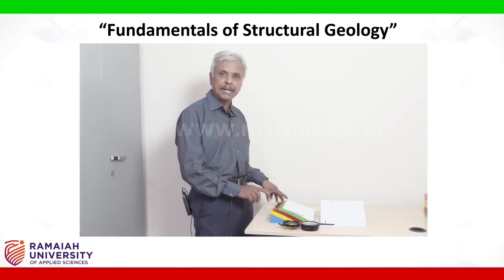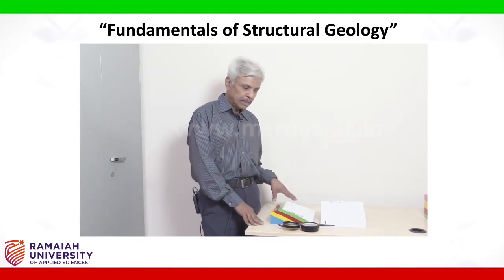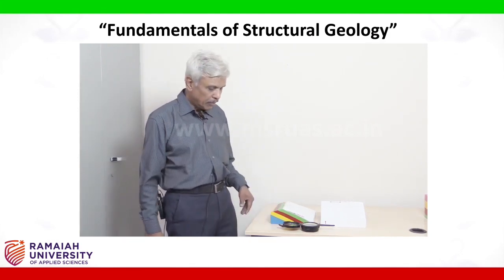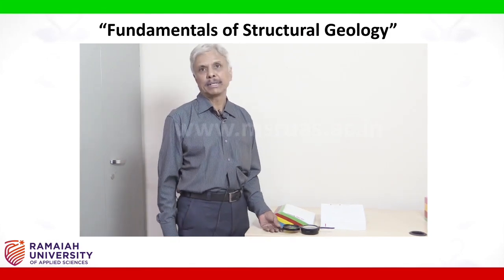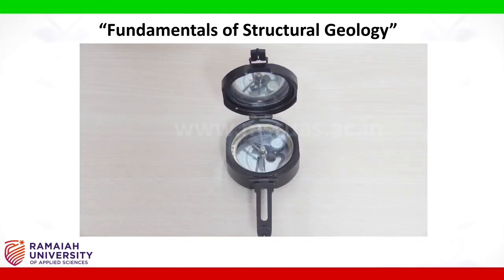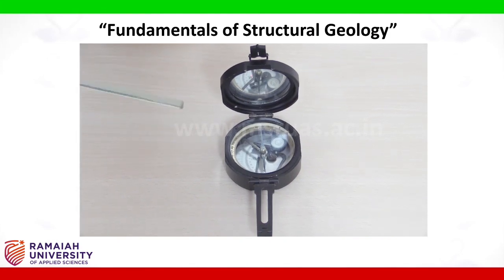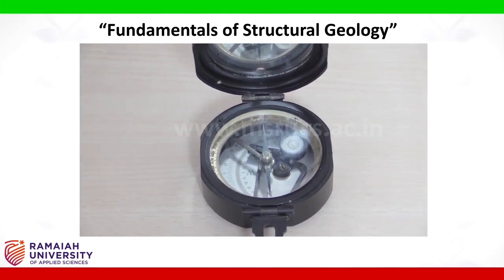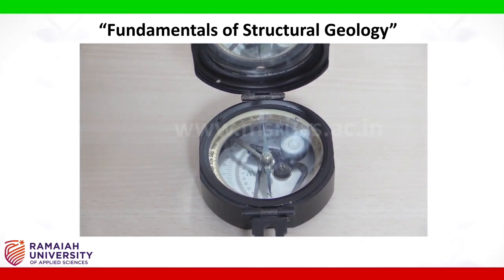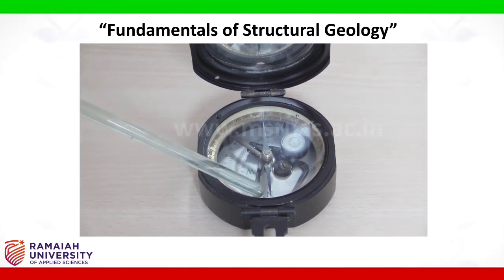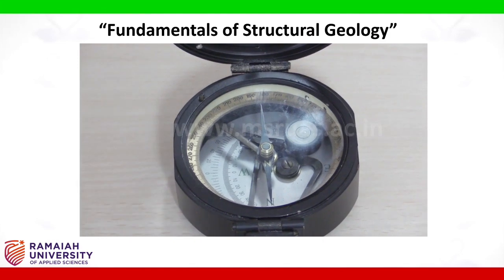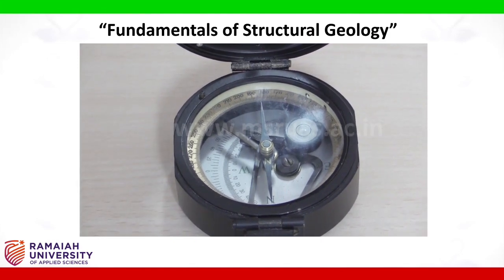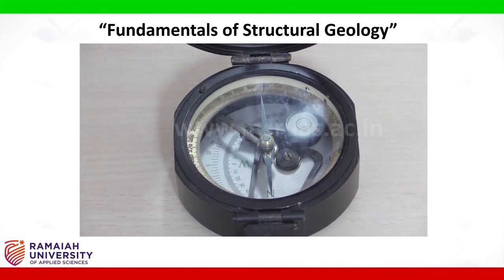The strike and dip, or the attitude, is measured in the field with an instrument called the Brunton compass. The Brunton compass, like any other compass, has a needle pointing towards the magnetic north pole, and the compass also has an adjustment for the magnetic declination value for a given geographic region.